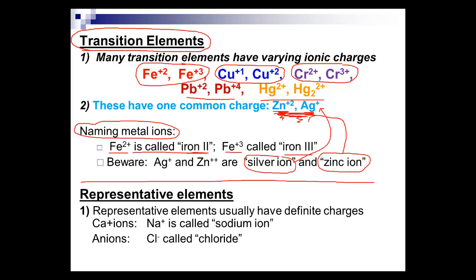The transition elements require some special naming techniques, but the representative elements are usually actually easier. And the representative elements are those that don't include the transitions. So representative elements usually have definite charges. Na plus is just called sodium ion. It always gets a +1 charge. The anions, like Cl with a negative, end with IDE. So Cl negative is called chloride.